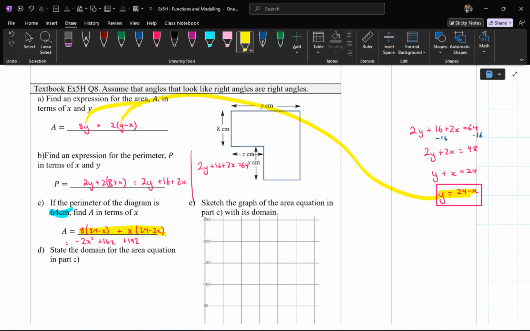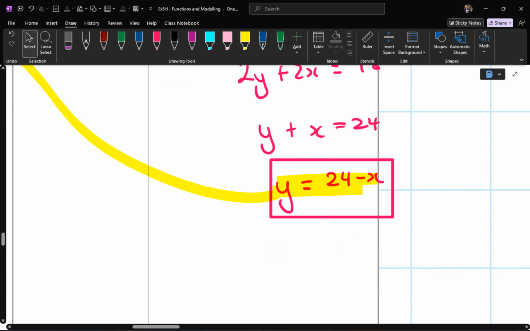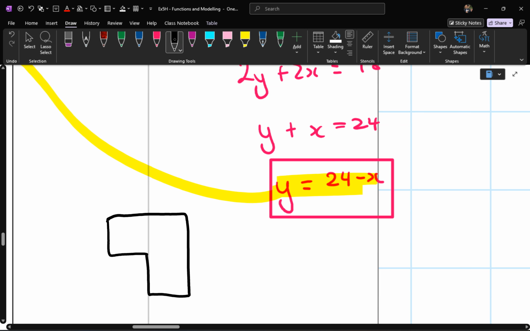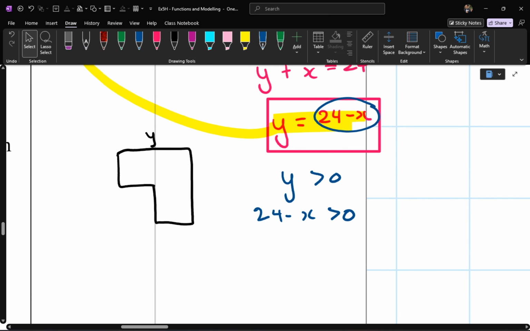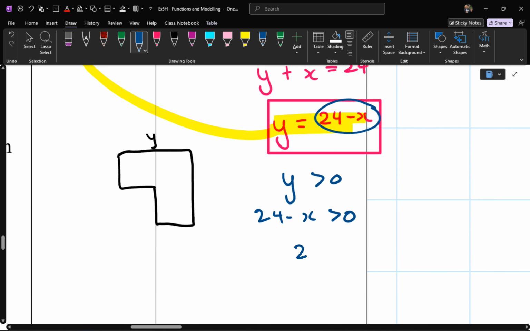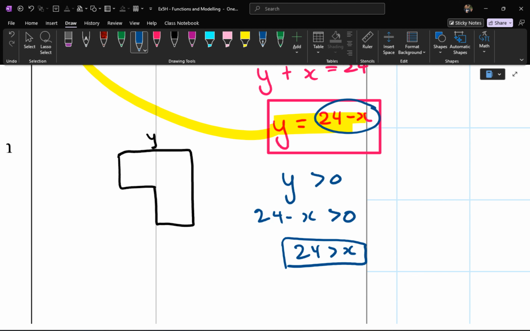But the problem is y is one of the lengths of this shape. So remember the shape looks like this. Y is here. One of the things that we know about lengths is lengths cannot be negative. So we know y has to be greater than 0. But if that's true, that means 24 minus x needs to be bigger than 0. If you rearrange that inequality, that tells me that x has to be smaller than 24 for that to be true. Does that make sense?